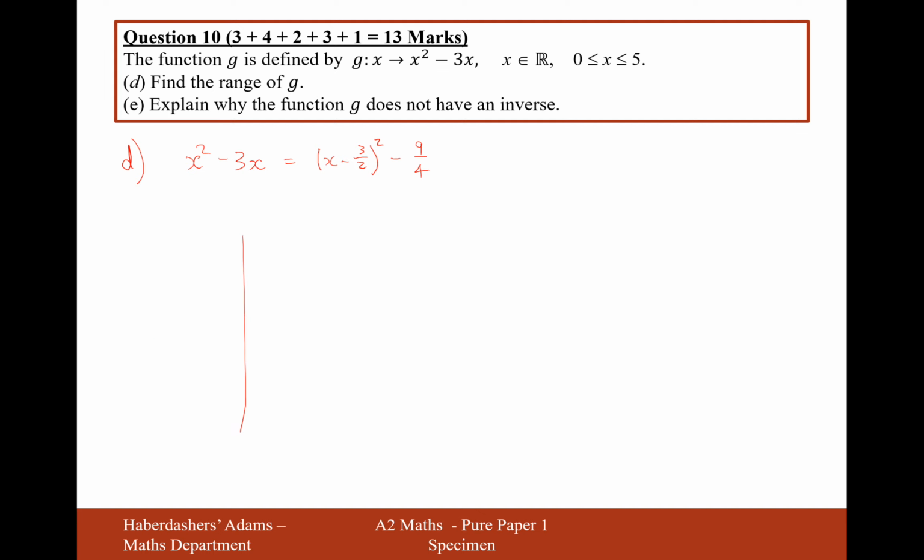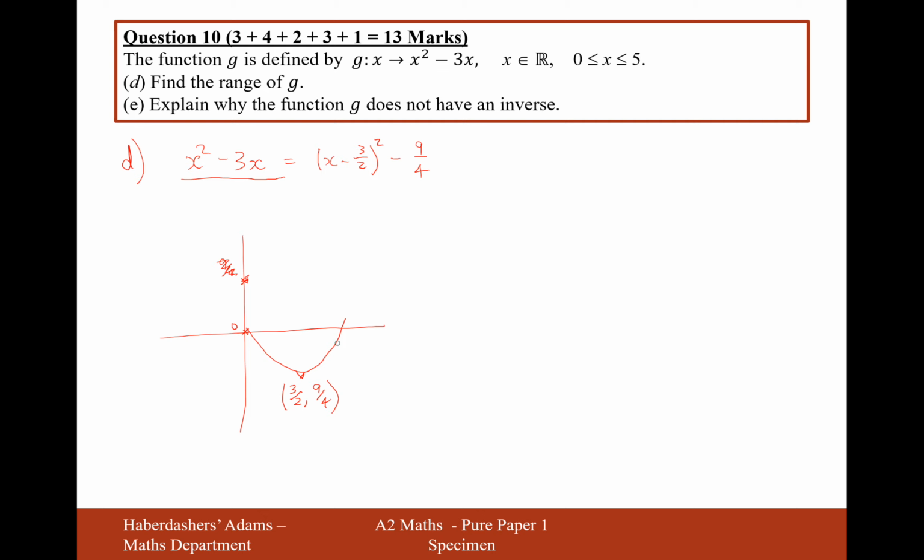So the equation is going to have a y-intercept at 9 over 4, and it's going to have a minimum point at, sorry, no, that's wrong. It's going to have a y-intercept at 0, because when we look at this part of the equation, the y-intercept is 0. It's going to have a minimum point at plus 3 over 2, because the transformation works to the right, down to 9 over 4. So it's going to have a minimum point of 3 over 2, minus 9 over 4. 3 over 2 is less than 5, so it's going to come down here and back up again.